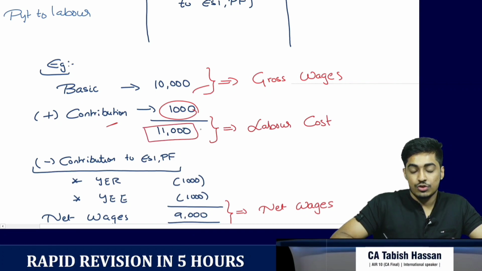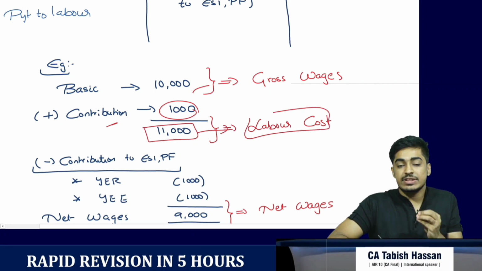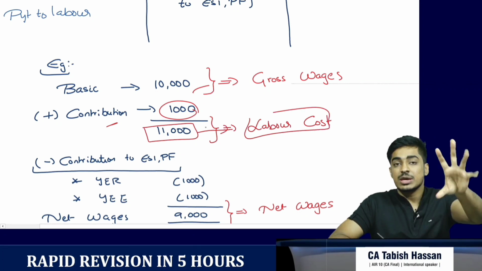So what is the total cost by employer? It is 11,000. So what is the labor cost? It is 11,000. But in this 11,000, 10,000 is for the employee and the balance 1,000 is contribution towards government. So the gross wages is only 10,000.